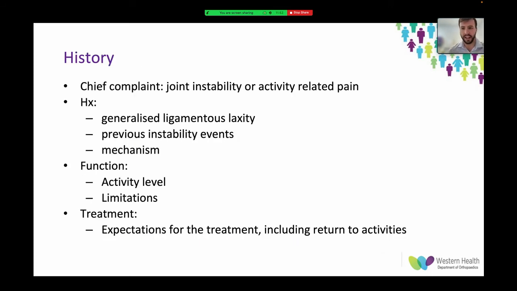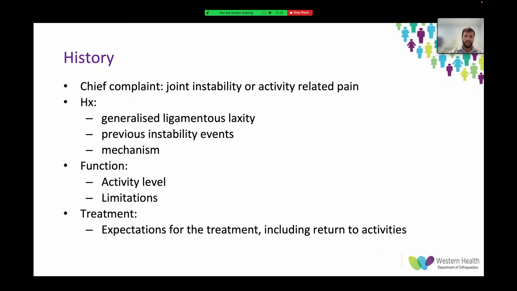I'll go over history and examination briefly. This is by no means comprehensive, but it can be fairly dull going through all the examination through written text. I encourage you to go to clinic and see the shoulder surgeons show you how to do a lot of these tests. The chief complaint that instability patients have is instability itself, a shoulder dislocating, but it can also be activity-related pain, particularly with overhead activities, with smaller subluxation episodes.